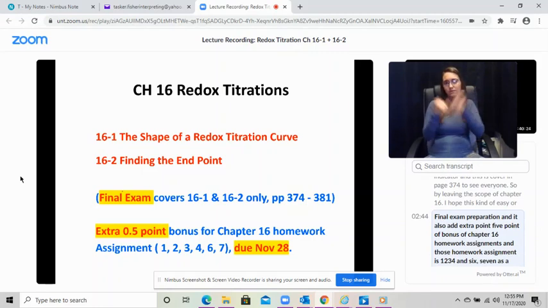I also add an extra 0.5 point of bonus for the chapter 16 homework assignments. Those homework assignments are 1, 2, 3, 4, and 6, 7, as shown right here, and they will be due November 28th.